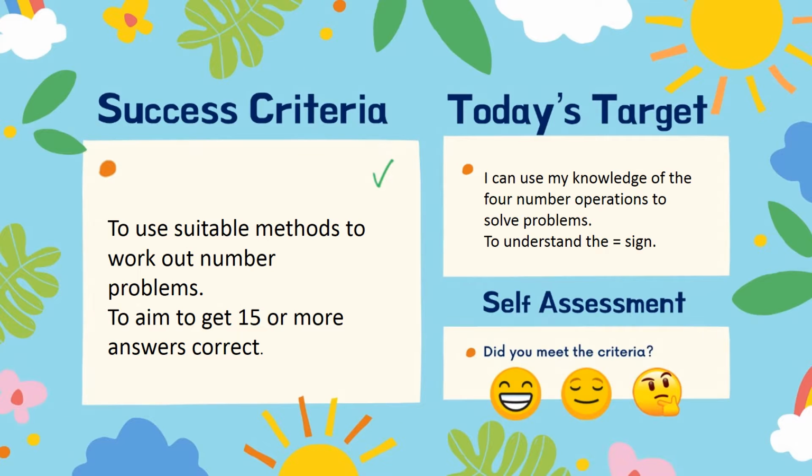Right then, your success criteria Year 5 is to try and get your questions right. Use suitable methods to work out your number problems. Aim to try and get 15 or more answers correct, and then you should be on the right lines if you're doing that. So try and use your knowledge of the four number operations to solve your problems. And today we're going to be looking at understanding what the equals sign means.